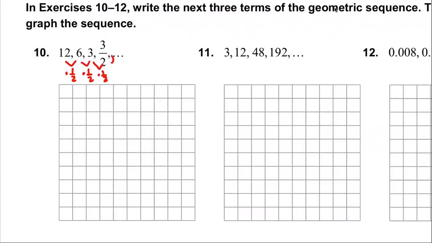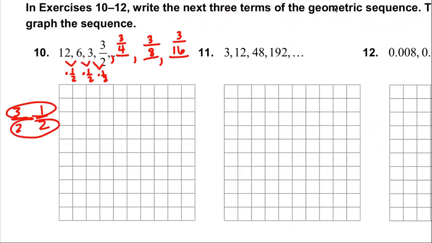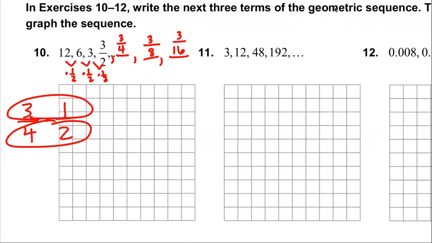Because when we get to 3 halves, when we multiply by 1/2, we would get 3/4. And then when we multiply that by 1/2, we would get 3/8. And then when we multiply that by 1/2, we would get 3/16. Okay, 3 halves times 1/2 would give us the 3/4. 3/4 times 1/2 would give us the 3/8.